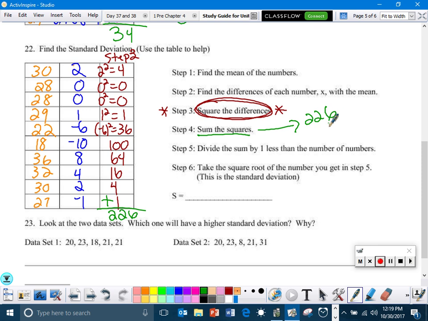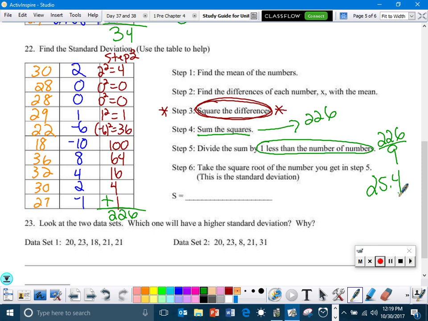Then we're going to divide the sum by 1 less than the number of numbers. Okay, well, we're going to take the 226. There are 10 numbers. 1 less than the number of numbers. That means we're going to divide by 9, not 10. Okay, and when we do that, we get 25.4.